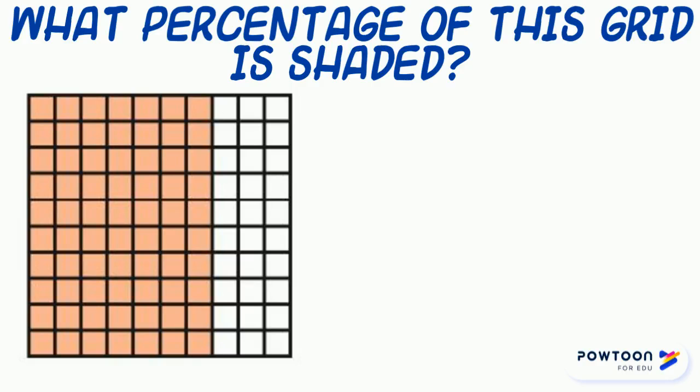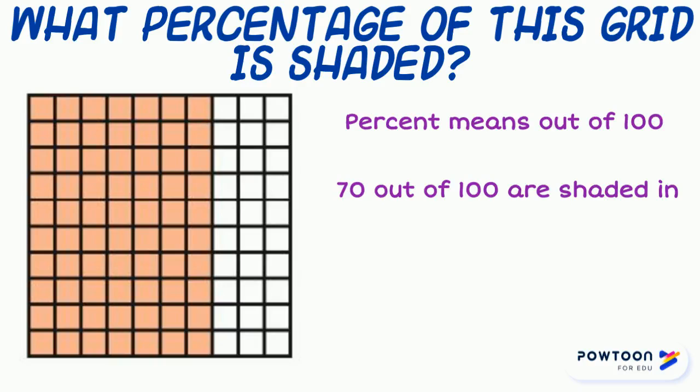Now we want to find the percentage of the shaded region. So again, percent just means out of 100, and we've got 100 squares here. So we're looking at how many are shaded in, and it's 70 out of the 100 are shaded in, so that means we've got 70%.